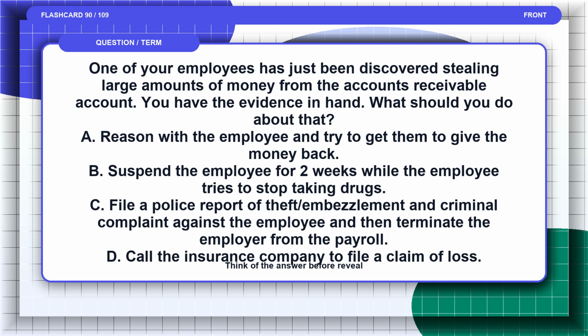Flashcard 90. One of your employees has just been discovered stealing large amounts of money from the accounts receivable account. You have the evidence in hand. What should you do about that? A, reason with the employee and try to get them to give the money back. B, suspend the employee for 2 weeks while the employee tries to stop taking drugs. C, file a police report of theft or embezzlement and a criminal complaint against the employee, and then terminate the employee from the payroll.